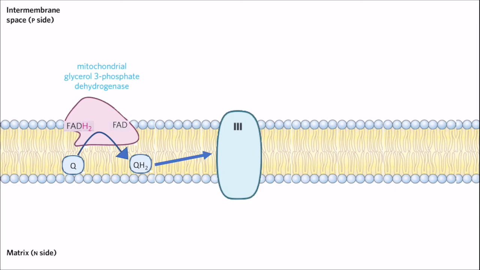So in conclusion, we find that the glycerol 3-phosphate shuttle allows the transfer of electrons from NADHs from glycolysis into the mitochondria to be used in the electron transport chain to generate ATP.